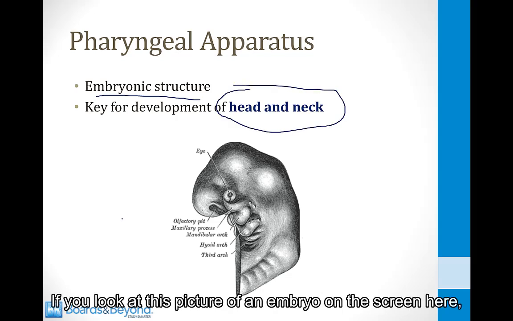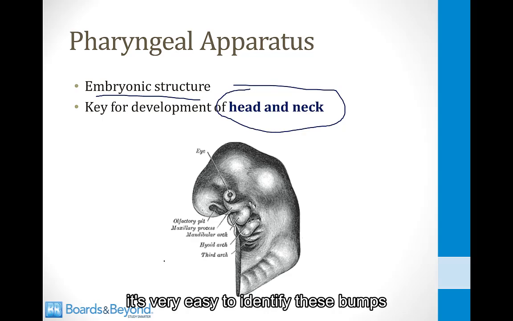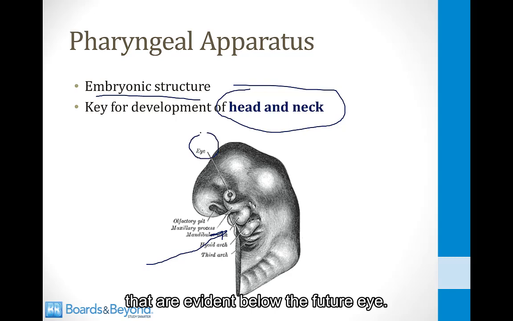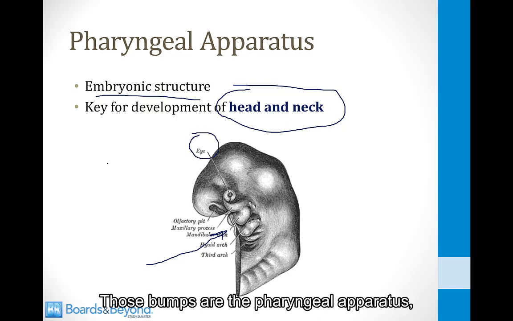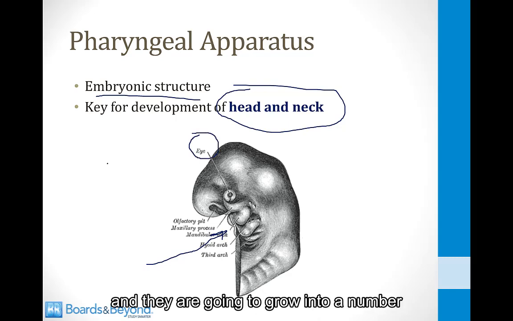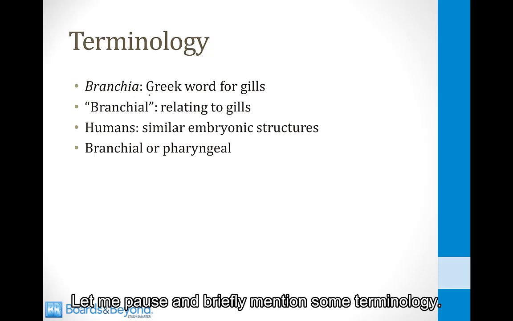If you look at this picture of an embryo on the screen here, it's very easy to identify these bumps that are evident below the future eye. Those bumps are the pharyngeal apparatus, and they are going to grow into a number of important structures in the head and neck. Let me pause and briefly mention some terminology.